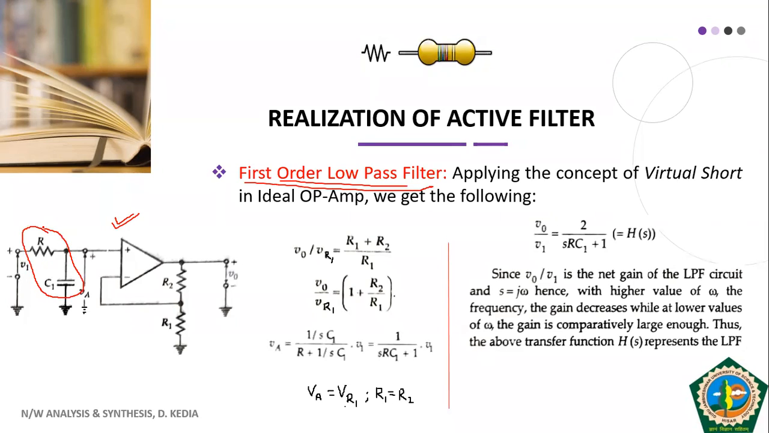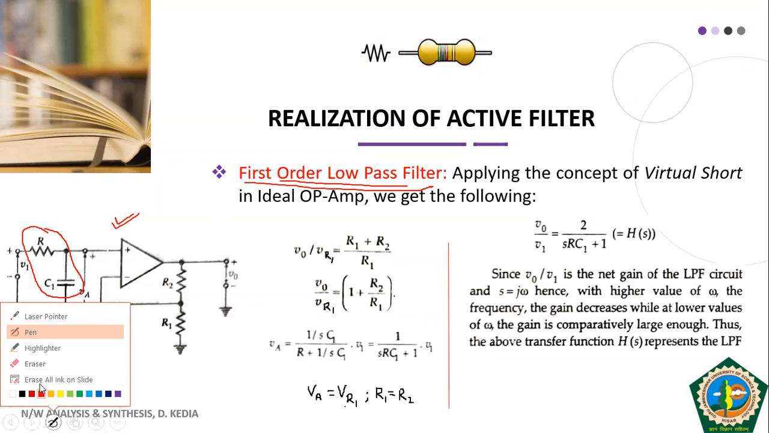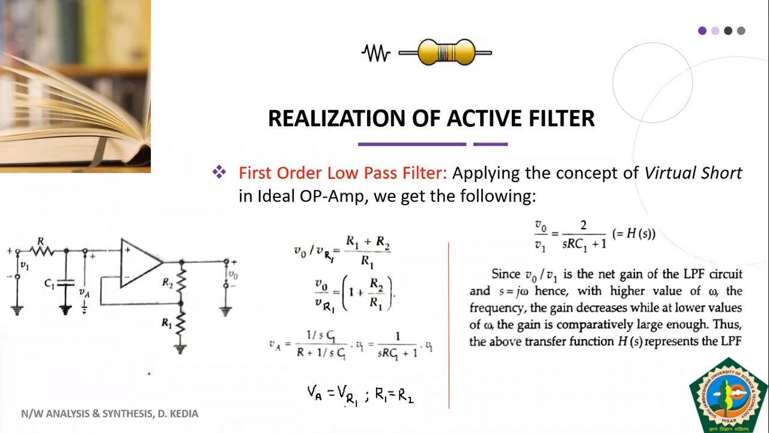In case of second order, we will have more than one R and more than one C. And this way your circuit will scale as you increase the order. Okay, and that was reflected in our transfer function also. Okay, so let us see now the first order low pass filter using operational amplifier. So this is our operational amplifier.